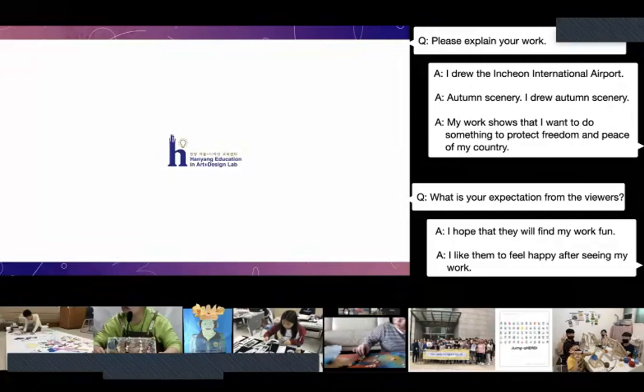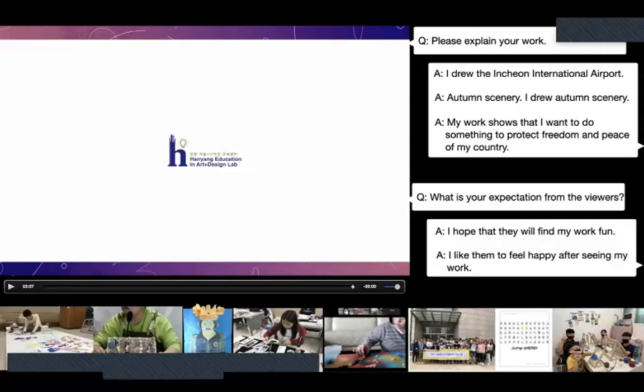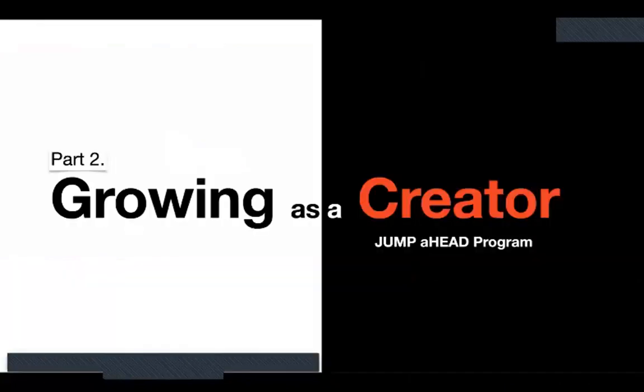So I am always fascinated by how they have a clear idea of what they like and what they enjoy. So sometimes it's easier for us to help them develop their own interests. Let's see. So from now on, I will show two students' artworks and explain a little bit about it.